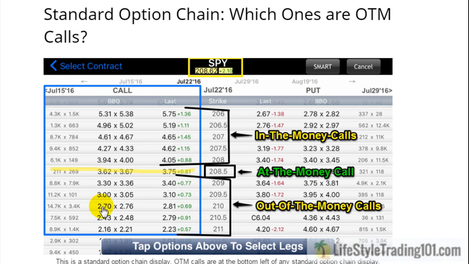That's on the bottom left. The bottom left portion of a standard option chain is where the out of the money calls are. The upper left is where the in the money calls are. So upper left is in the money calls, lower left is out of the money calls.